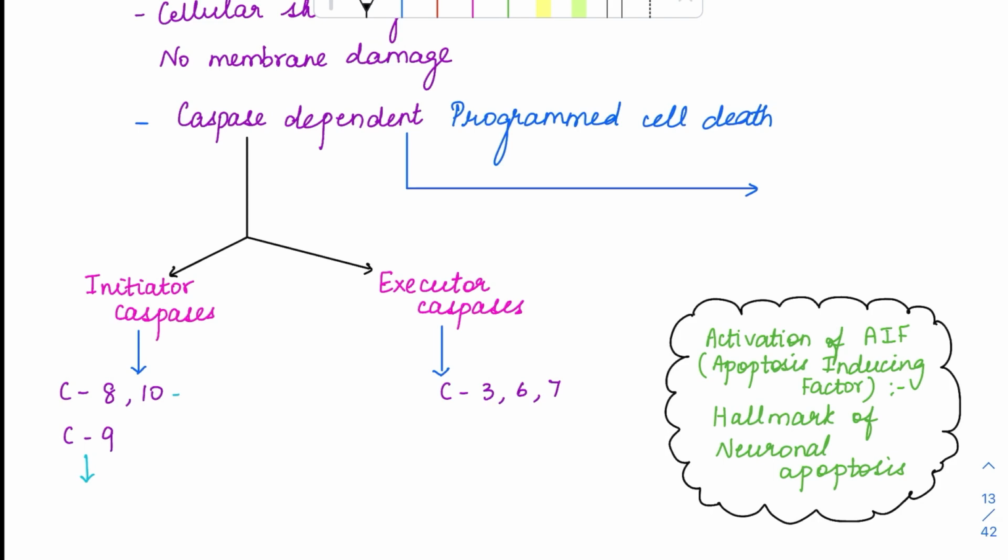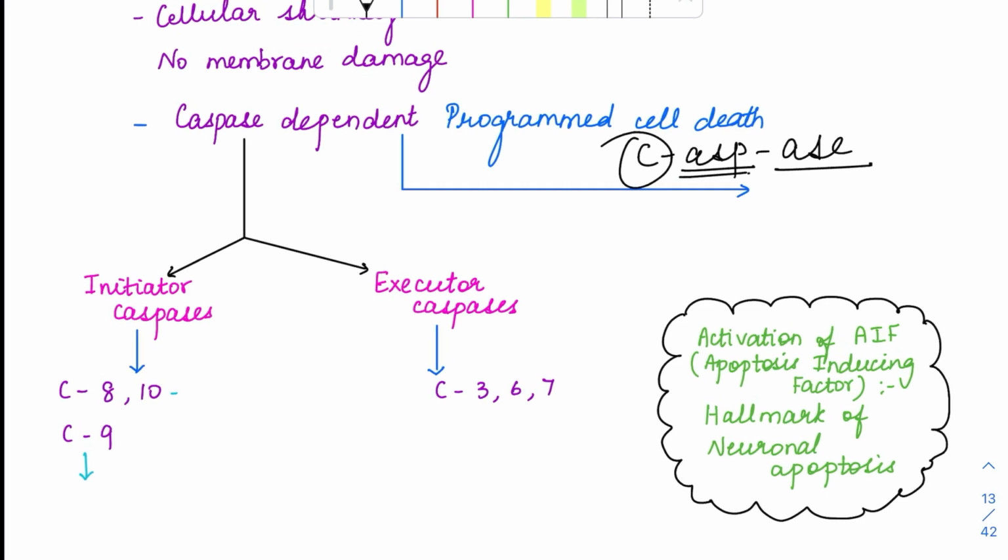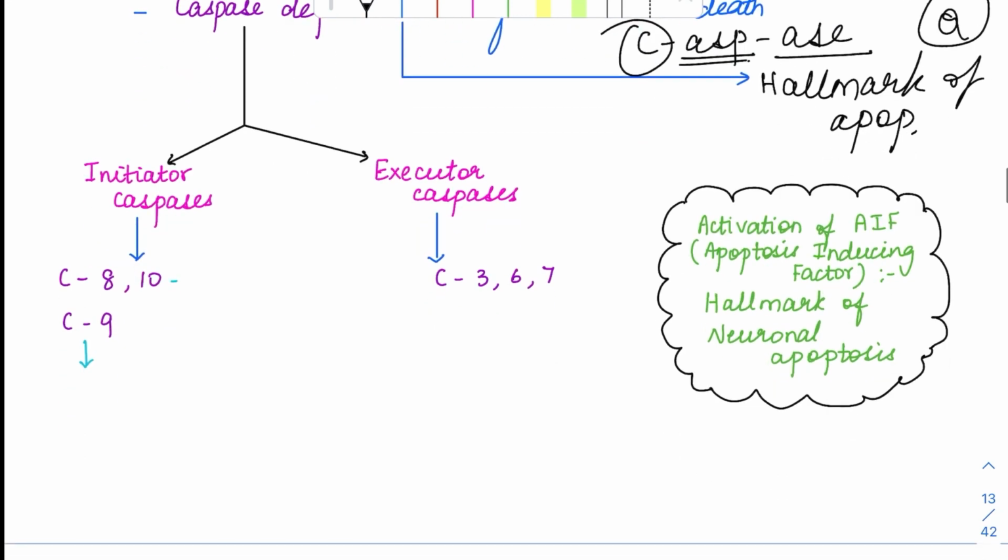And these caspases are enzymes actually. They have a cysteine residue in their active site, so it is given the name C. So C is for cysteine, asp is for aspartate, and ase is for the enzyme. So this is the full form of caspase. So caspases are going to be activated in apoptosis, and the caspase activation is going to be the hallmark of apoptosis.